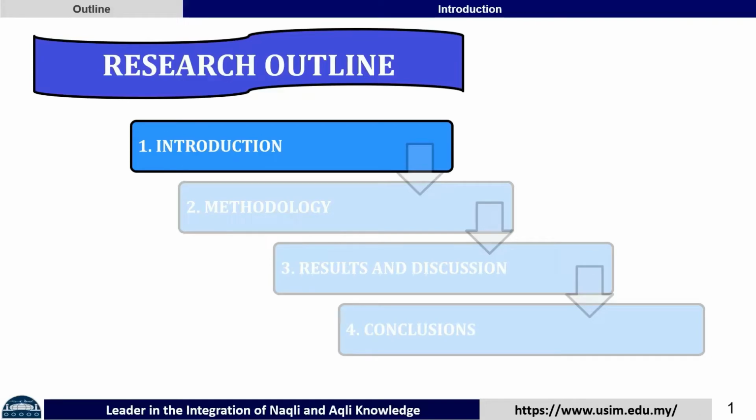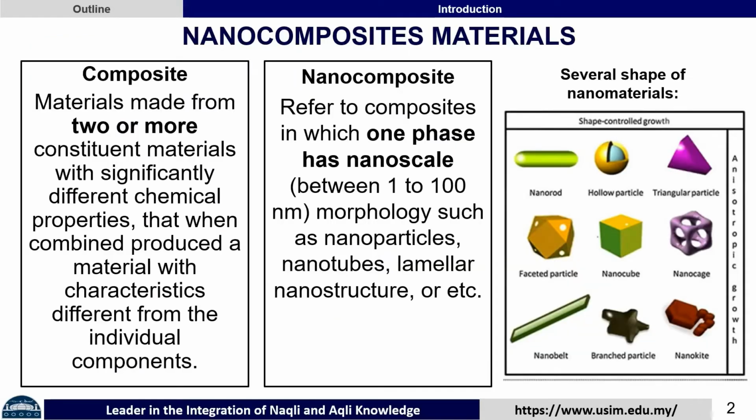For the introduction, as we know, composites are materials made from two or more constituent materials with significantly different chemical properties that, when combined, produce a material with characteristics different from the individual components. Whereas nanocomposite refers to composites in which one phase has nanoscale morphology, between 1 to 100 nanometers, such as nanoparticles, nanotubes, lamellar nanostructures, etc., as you can see in the figure here.